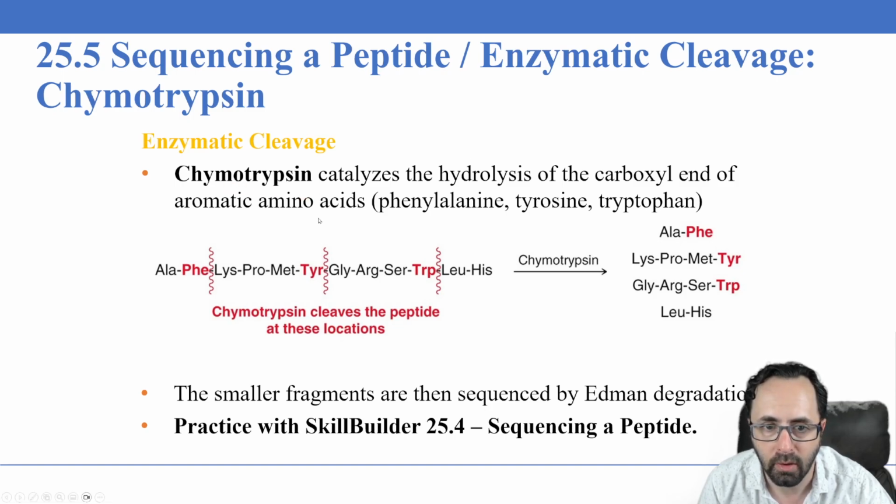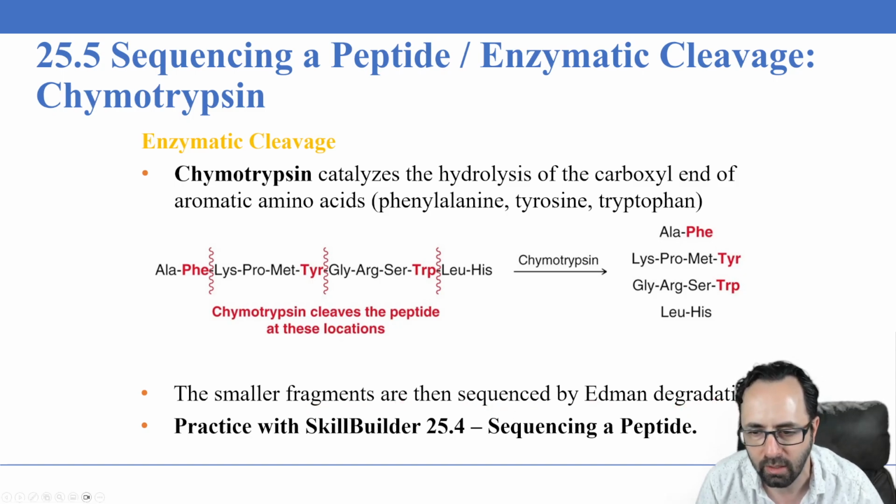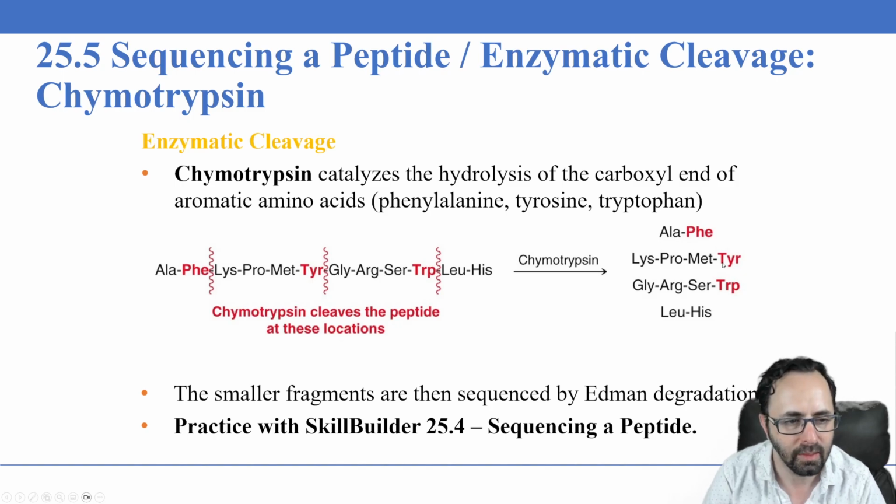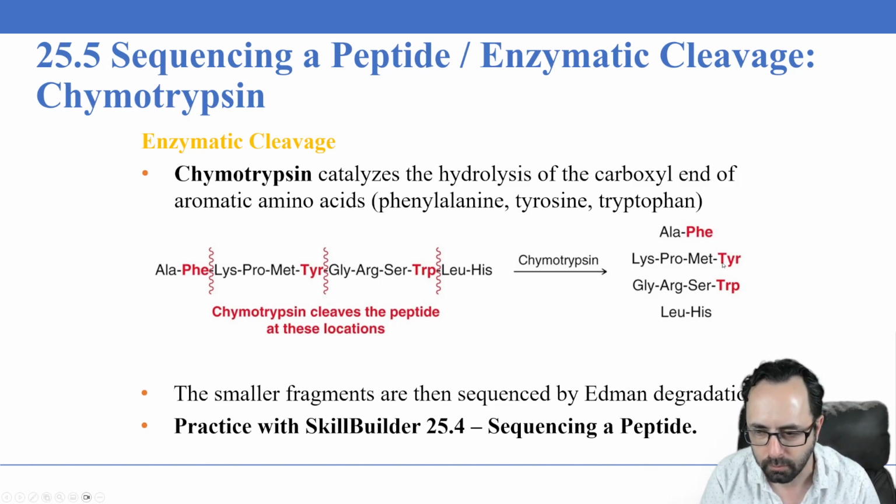Another type of peptidase is chymotrypsin, and chymotrypsin will catalyze the hydrolysis of the carboxyl side of aromatic amino acids. So phenylalanine, tyrosine, tryptophan, these ones will be cleaved, and you'll get a series of fragments again. And then the smaller fragments are sequenced by Edman degradation, and we determine the sequence and then piece it back together to get the entire protein sequence here.